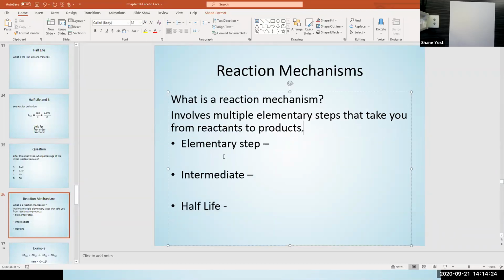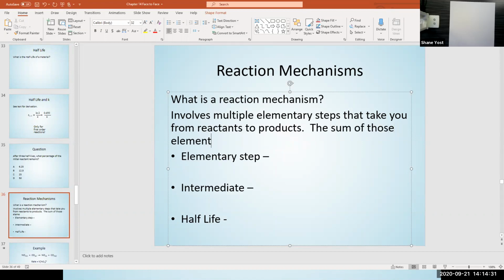The sum of those three steps gives you the overall reaction. So if you add up all those elementary steps, you get the overall reaction. You go from reactants to products. They're two different ways of saying almost the same thing. And so, what is an elementary step?